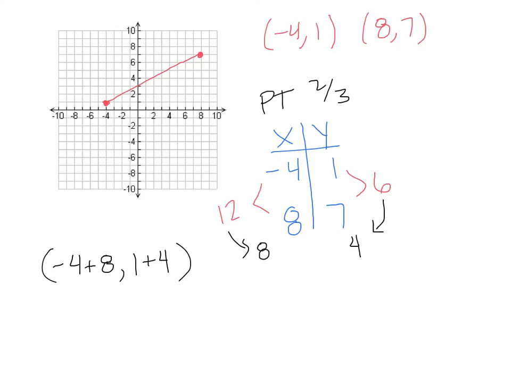So let's go ahead and actually find out what that point is. Negative 4 plus 8 is 4, and 1 plus 4 is 5. So that tells me that that is the point that is 2/3 of the way along the segment. Let's check it on our grid. So I have 4, 5. Ooh, I did pretty good. That is the point that is 2/3 along the way.